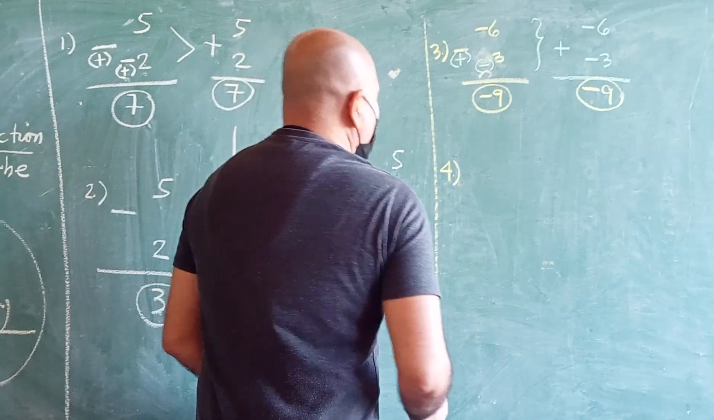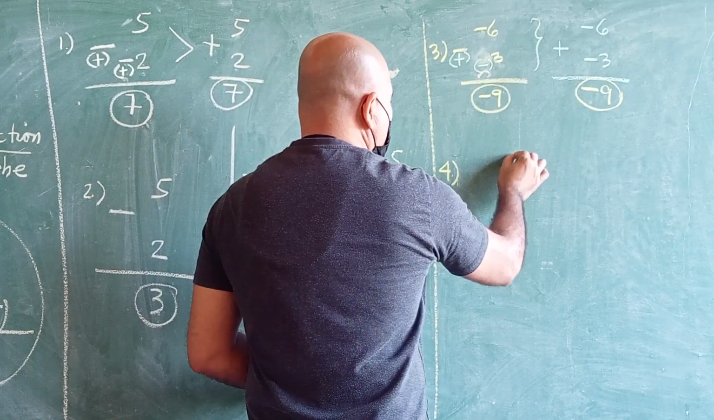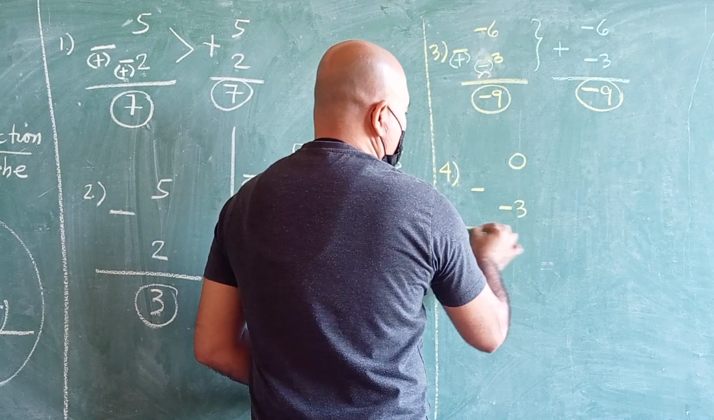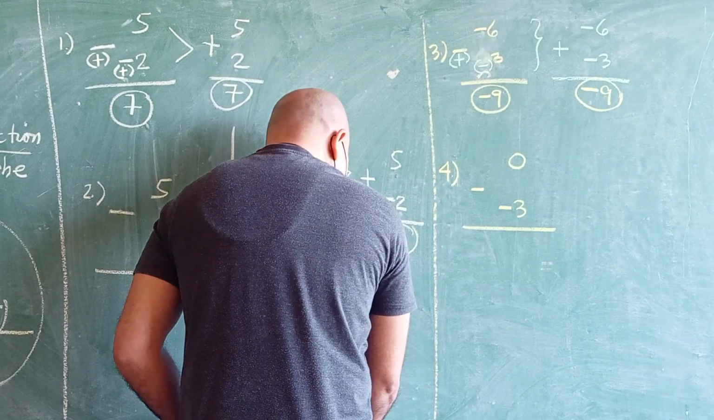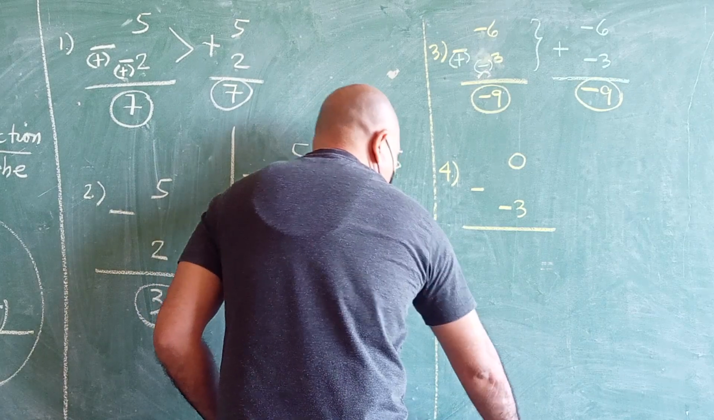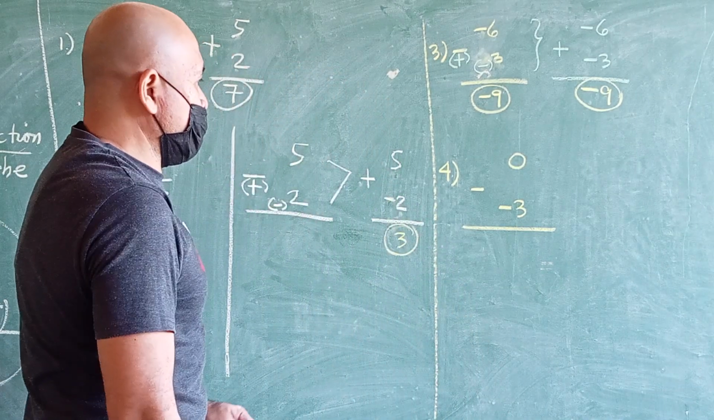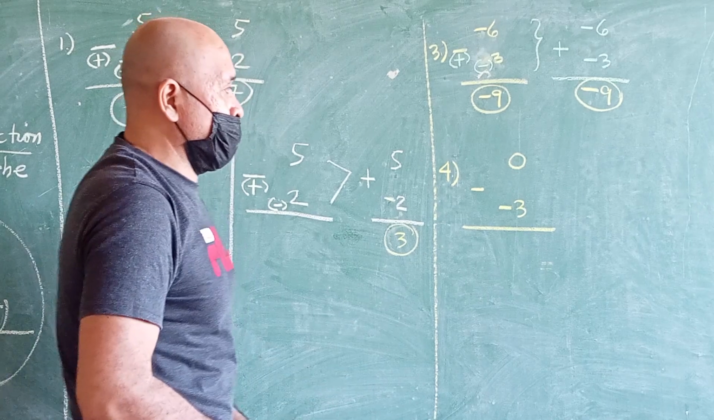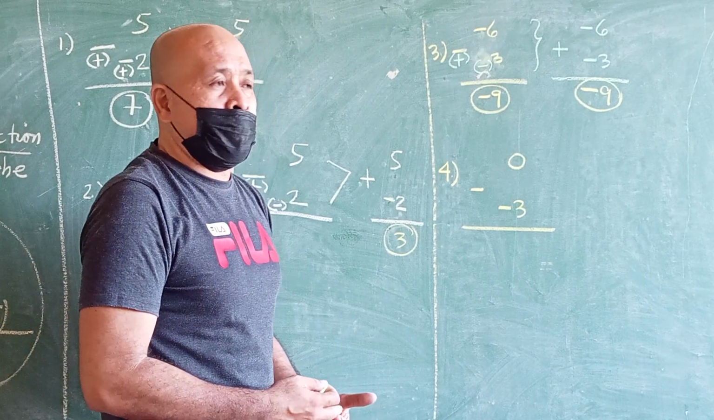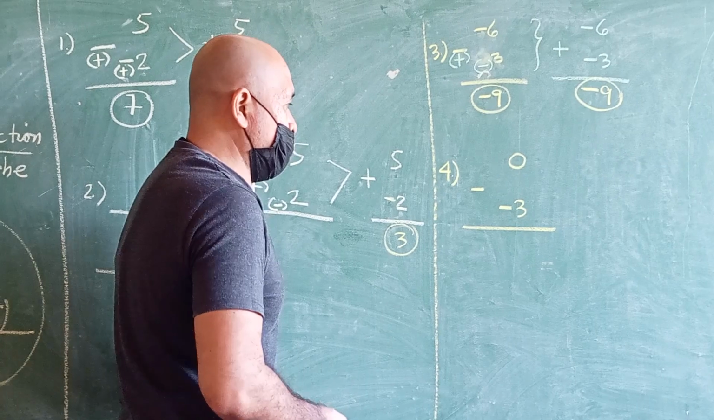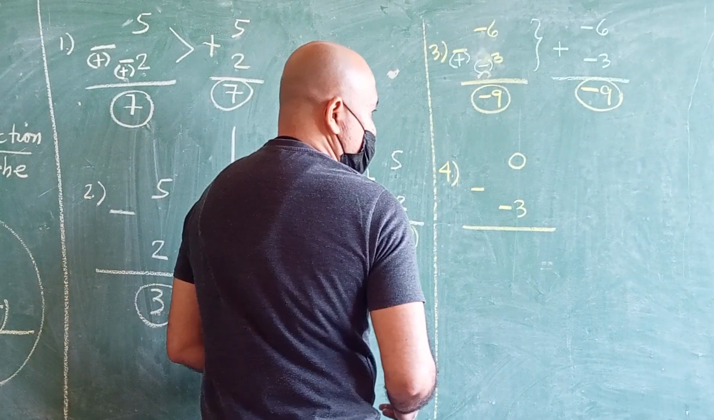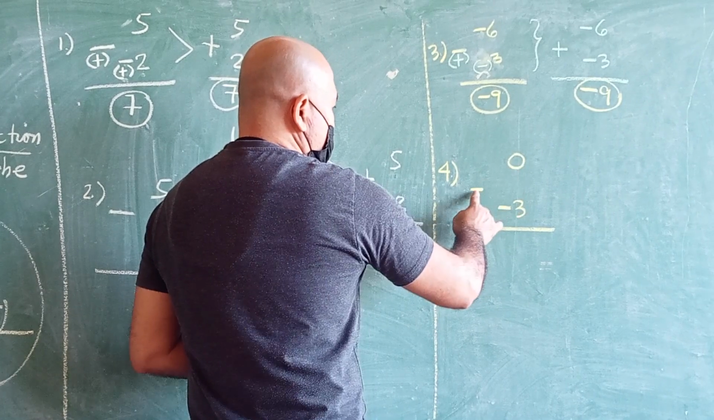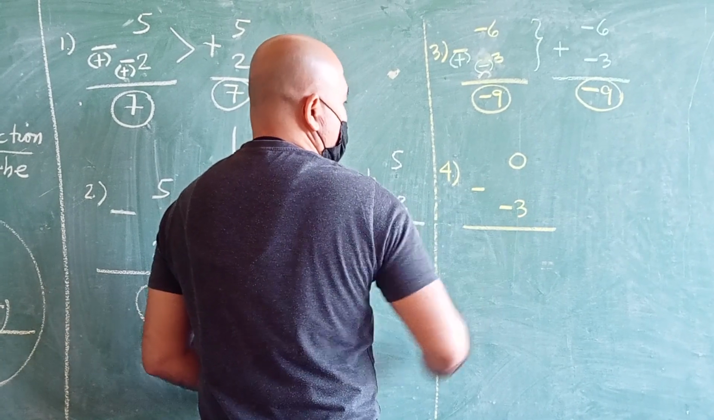Okay, another one. Supposedly we have 0 minus negative 3. Do not mind how small the numbers or integers are here. What is important is the process of how to subtract, which is what is being mastered here. It is not how big the numbers are, or how small. Okay, this time 0 minus negative 3.